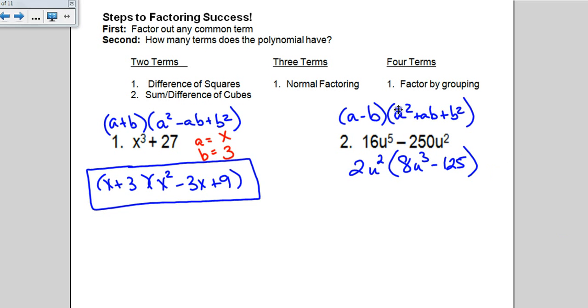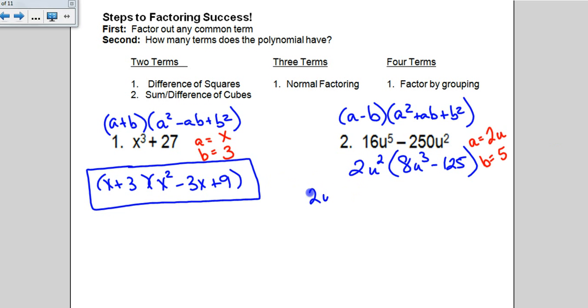Now, when I look at 8u to the third, he's my a to the third. I need to cube root that to find just plain old a. So the cube root of 8u to the third is 2u. And then 125 needs to be cube rooted, and that's how I would get a 5. Now I know you're probably inclined to write a negative 5 down, but the negative is part of the formula, so you don't have to worry about that at all.